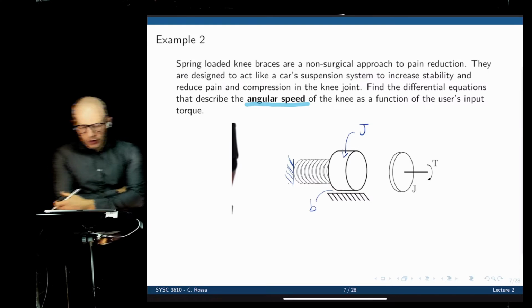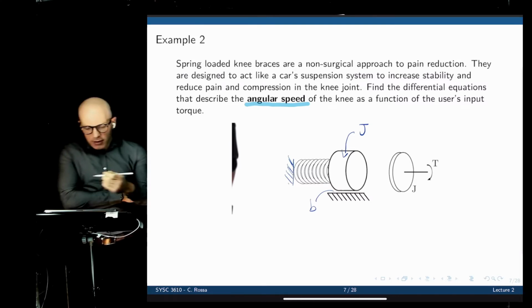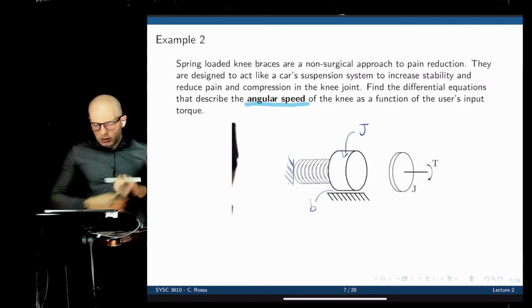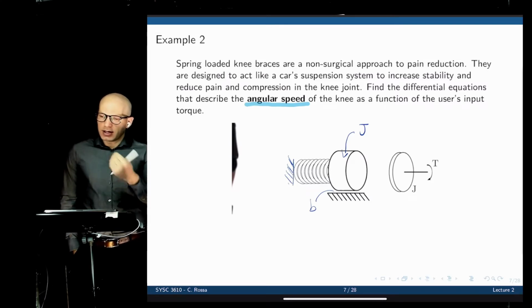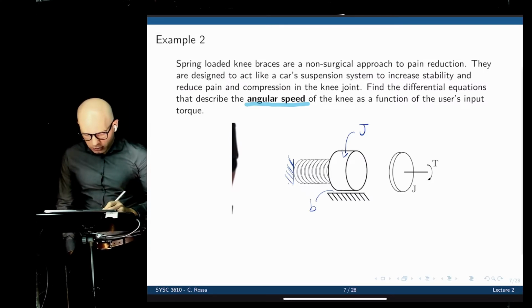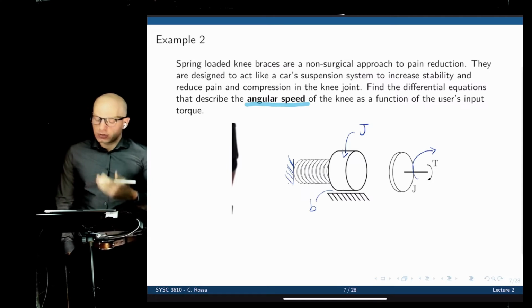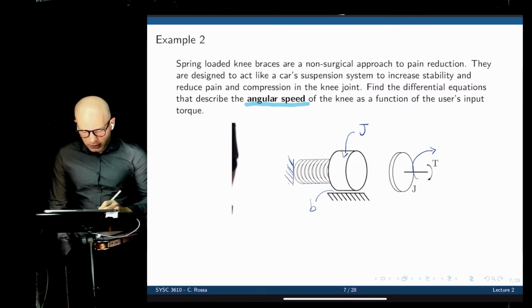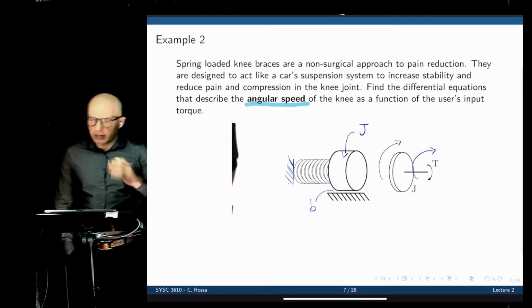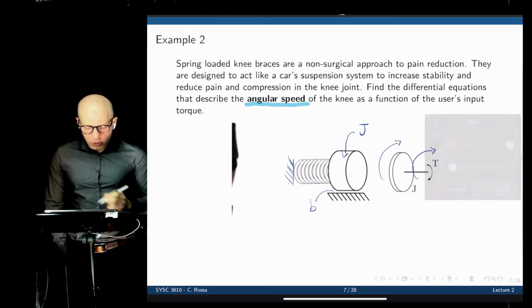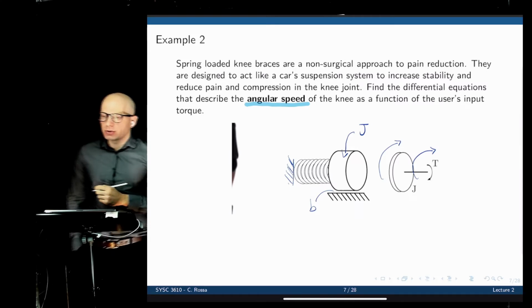So what are the forces acting on this? If we are applying a torque, let's say clockwise, the spring will act against it, counterclockwise. So there will be a torque from the spring acting in the opposite direction. And there will be friction also acting in the opposite direction. So we have two torques acting against the torque that we put on the brace. What are the magnitudes of these torques?